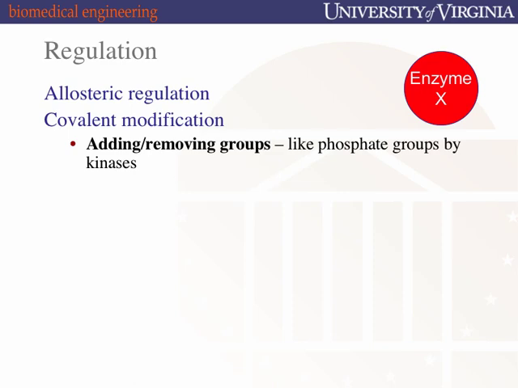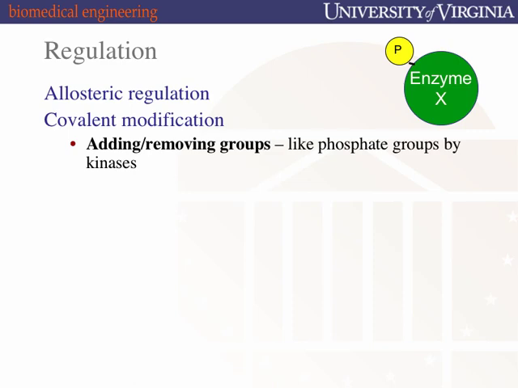Kinases and phosphatases, the reason I'm kind of harping on it is that when we get to signal transduction, this is a major mode of signal transduction, how signals are propagated from the cell membrane all the way to the nucleus, through phosphorylation and dephosphorylation enzymes. All right, so here's enzyme X. Let's say it is a kinase. Sorry about that. It's going to phosphorylate a residue.